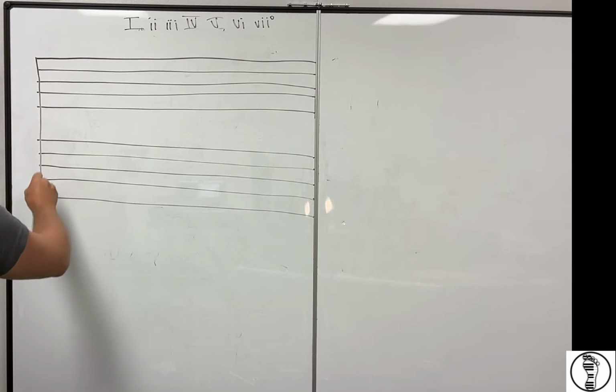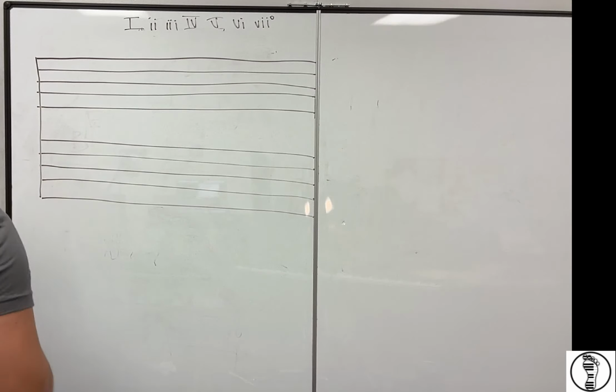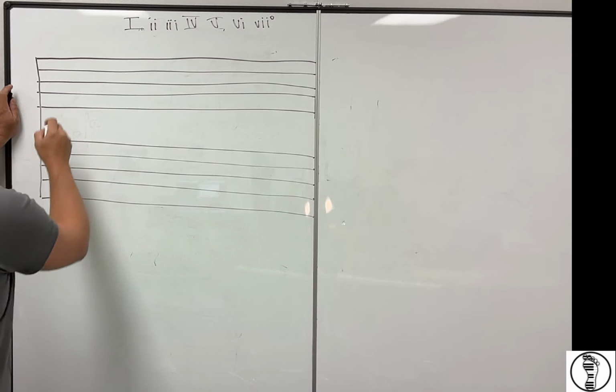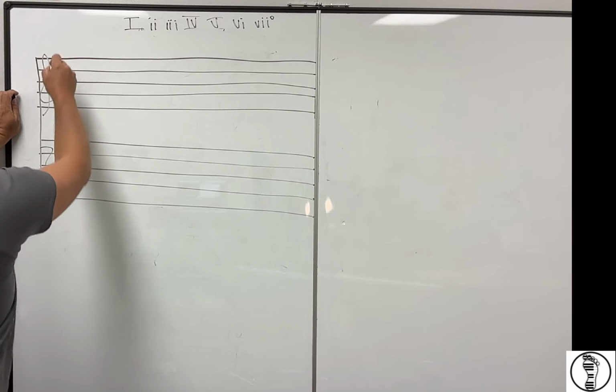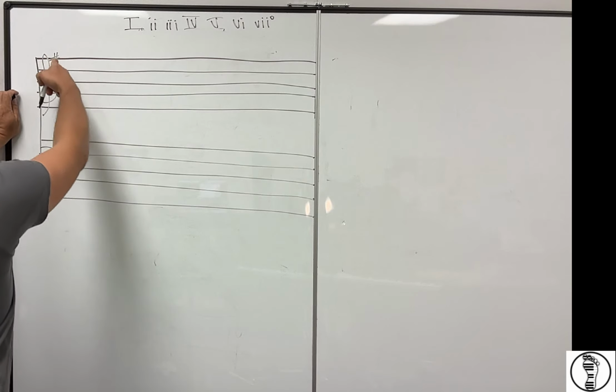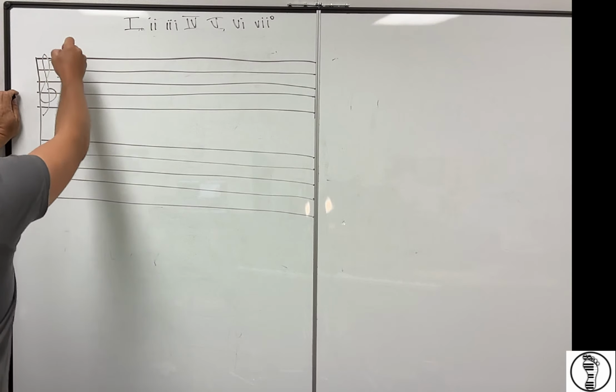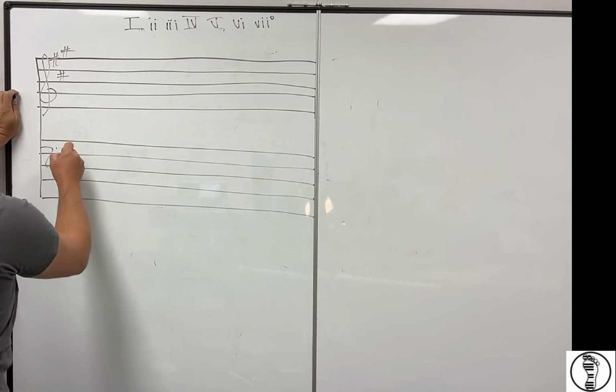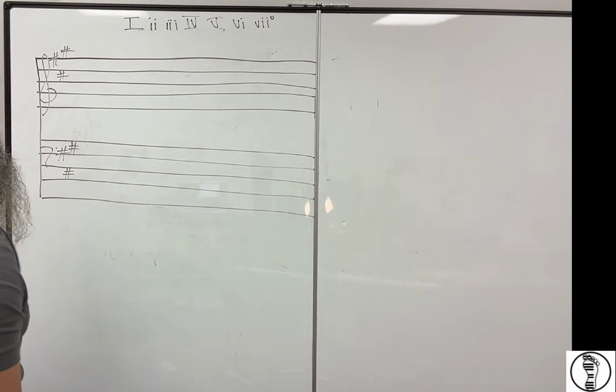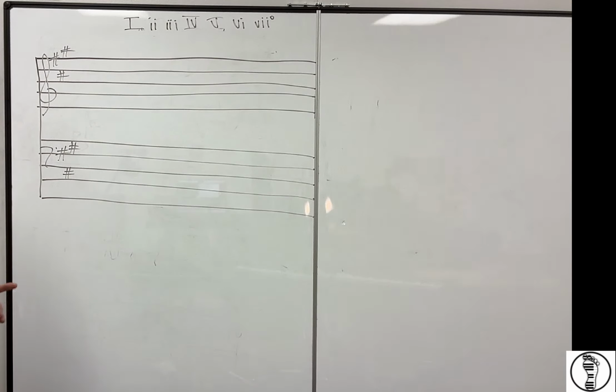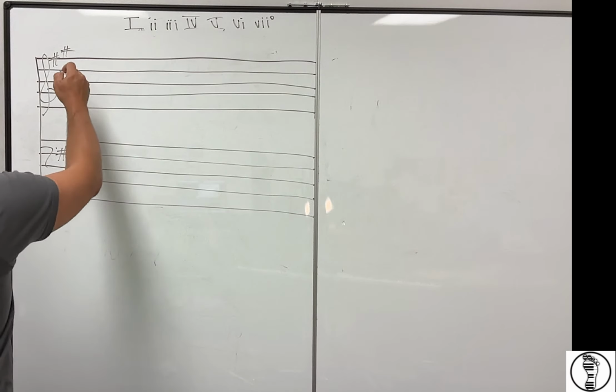I'm going to connect these two because we're going to be playing these as a bass clef and then a treble clef. We are in the key of A, which means we're going to have our F, our C, and our G. Again, F, C, and G. And then I think for our time signature, let's just try to keep it simple in 4/4.